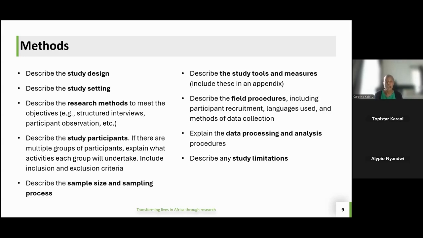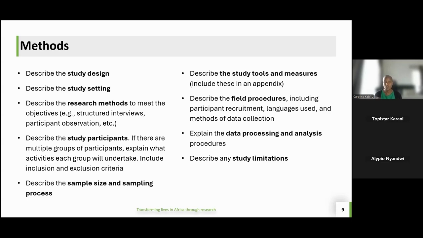And sometimes you have a study where you will be interviewing multiple groups or engaging with multiple groups of participants. So for example, you might have interviews with adolescents, and you also want to interview caregivers, and you also want to interview other people like teachers who are in the community, health providers. And so it's important to describe each participant and how they will be involved in the study. And it's good as well to include the inclusion and exclusion criteria.